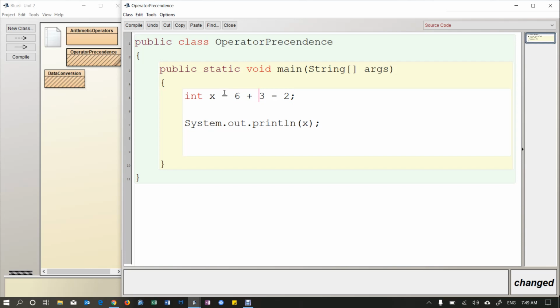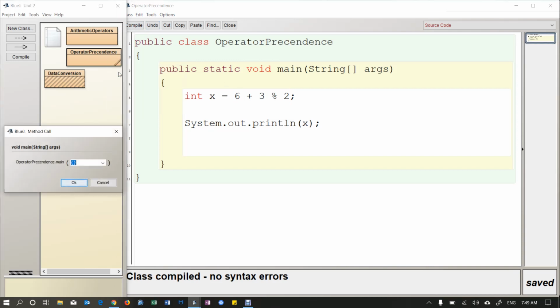Now, modulus. Where does that fit in? So if I put, let's say, mod, or the remainder operator. So this also happens before addition and subtraction. So this is kind of grouped together with multiplication and division. So we're going to do 3 mod 2 first, which the answer is 1. The remainder is going to be 1. And then I'm going to add 6, which is 7. So I should get an answer of 7 here.